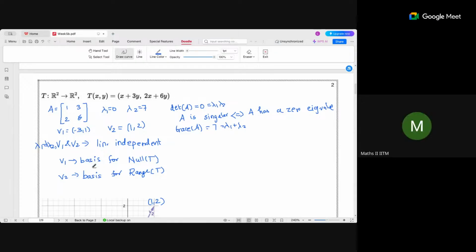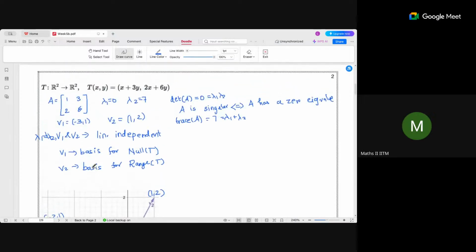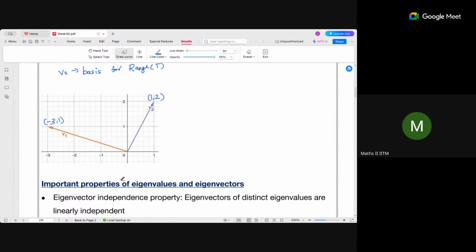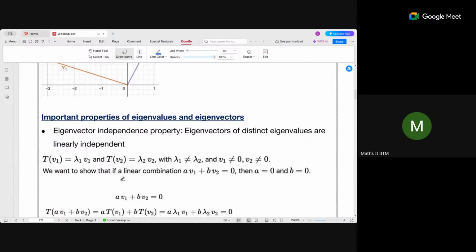Sorry, is this coincidental? None of these are coincidental. I have just given some examples to visualize the properties before we state them.